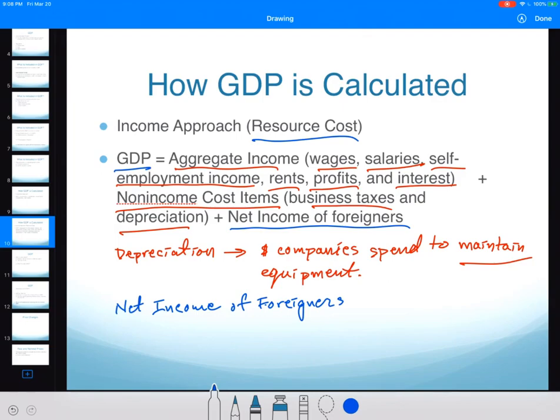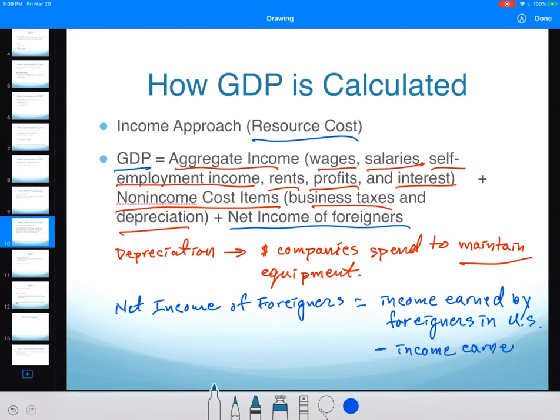So net income of foreigners, what we do is this is equal to the income earned by foreigners in the US, and then we subtract income earned by Americans in other countries.